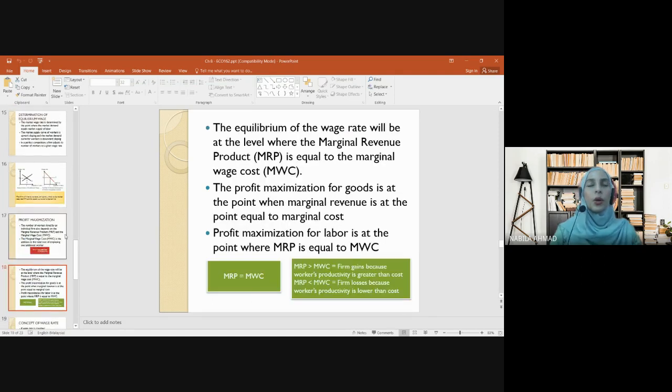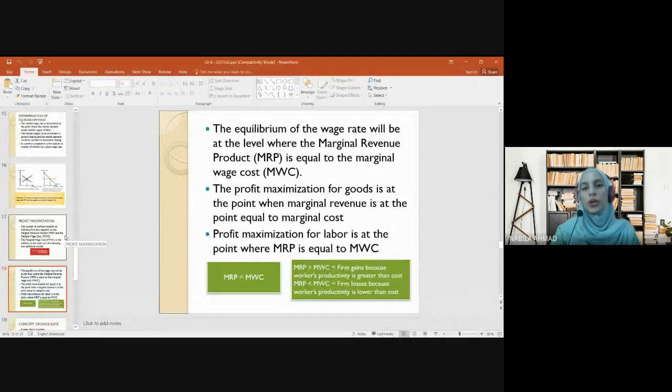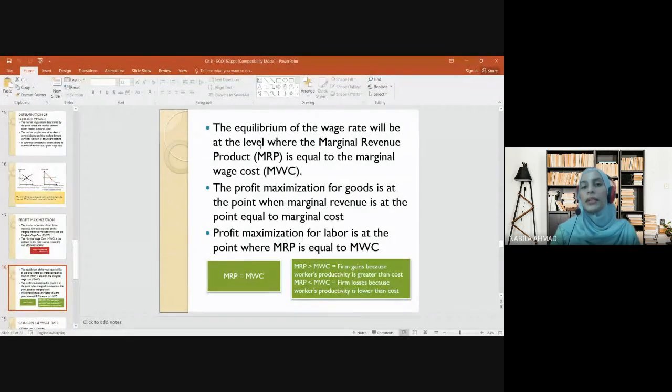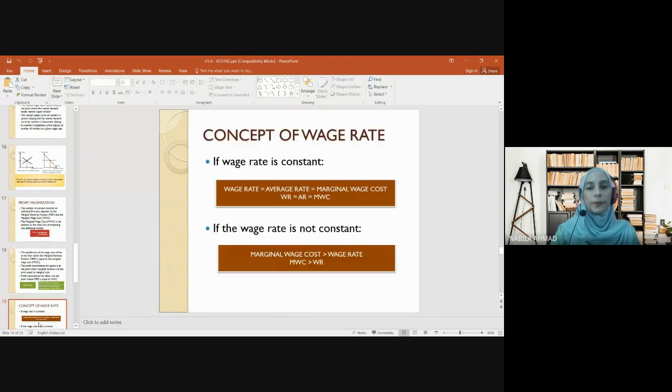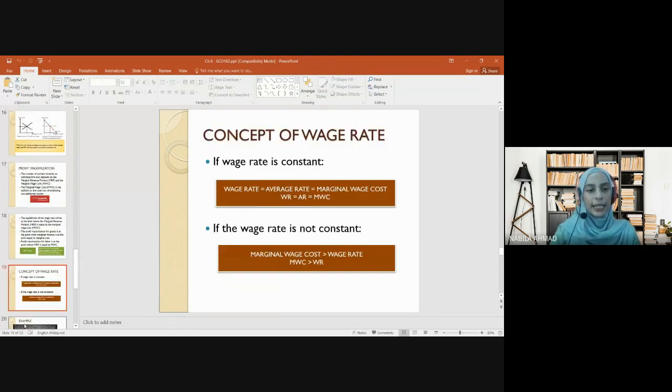Okay, so kita nak compare marginal revenue product dengan marginal wage cost. So the equilibrium of the wage rate will be at the level where the MRP equals the MWC. The profit maximization for a good is at the point when marginal revenue equals marginal cost. Okay, so MRP equals MWC. Kalau lah MRP greater than MWC, revenue greater than cost, firm gains because workers' productivity is greater than the cost. Tapi kalau MRP less than MWC, maknanya revenue less than cost, firm loses because worker productivity is lower than the cost.